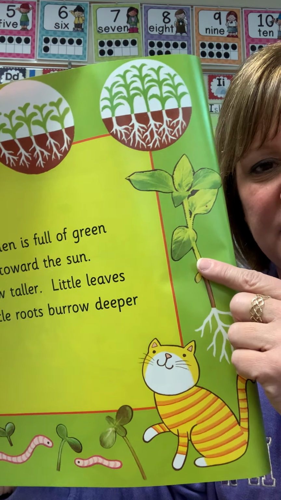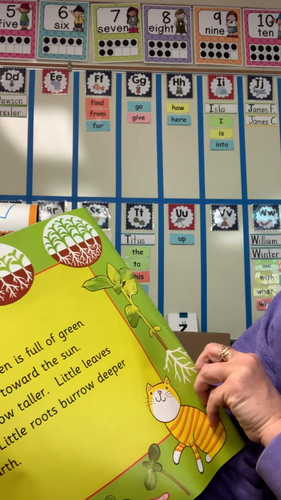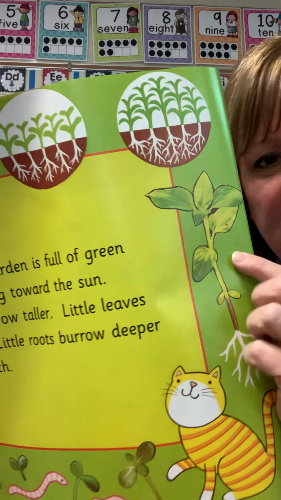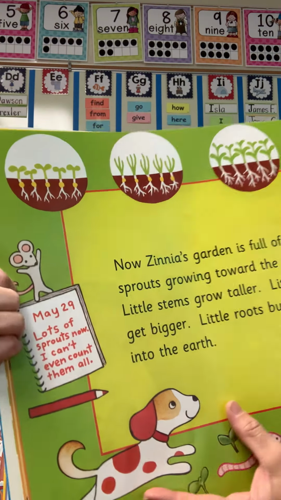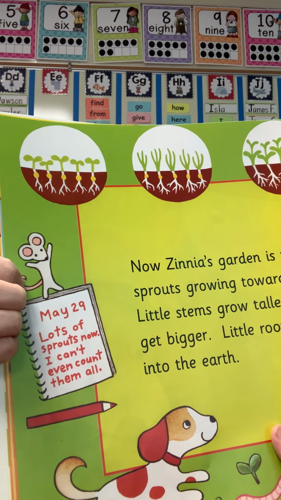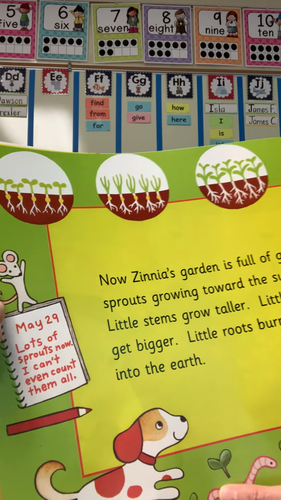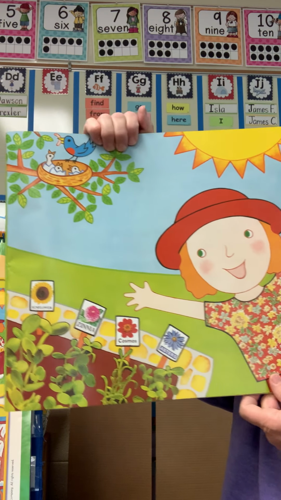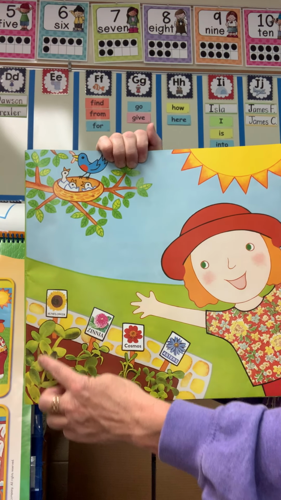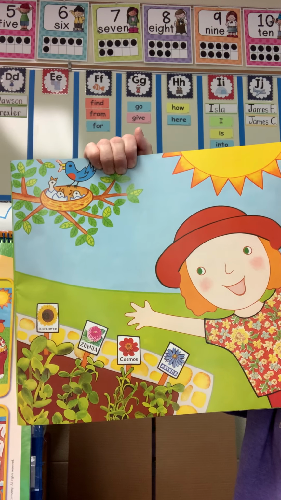This is a real picture. It's kind of hard to tell, but that's a real life picture that she included. And then over here is her journal, and it says, May 29th, lots of sprouts now. I can't even count them all. Let's look and see. Whoa, check out her garden. Can you see? Look at all those sprouts.